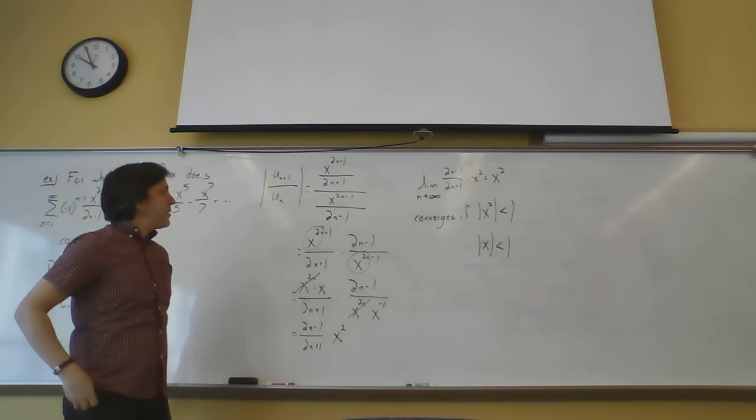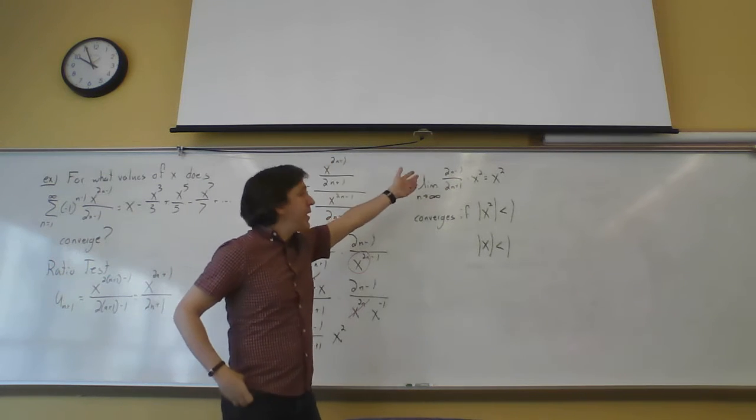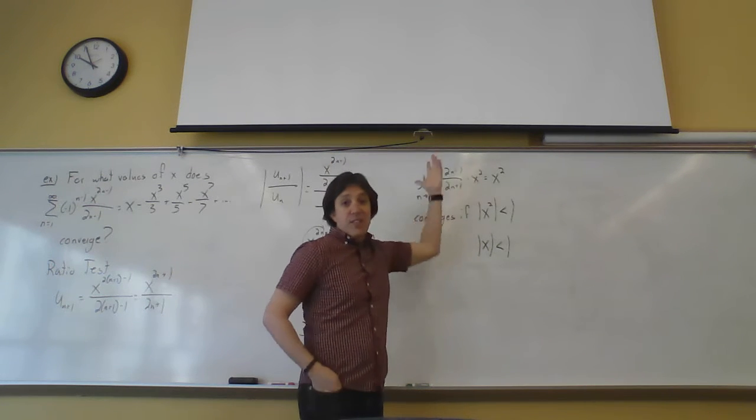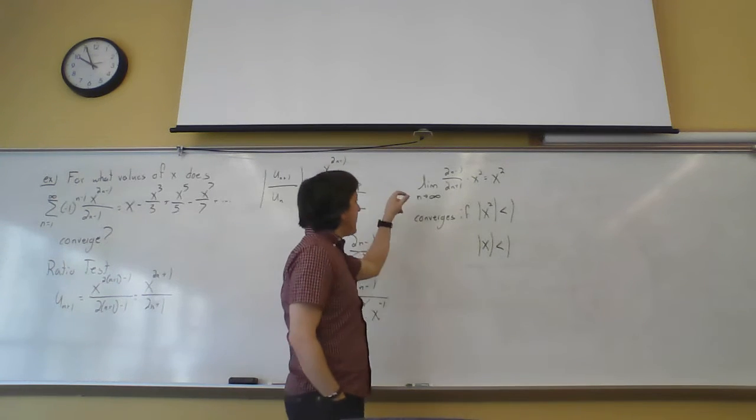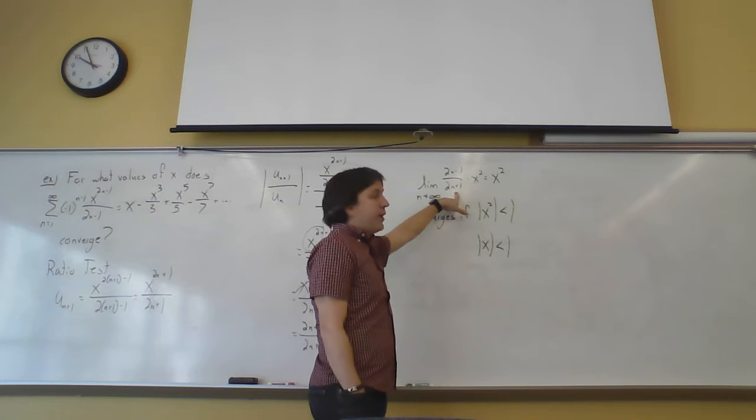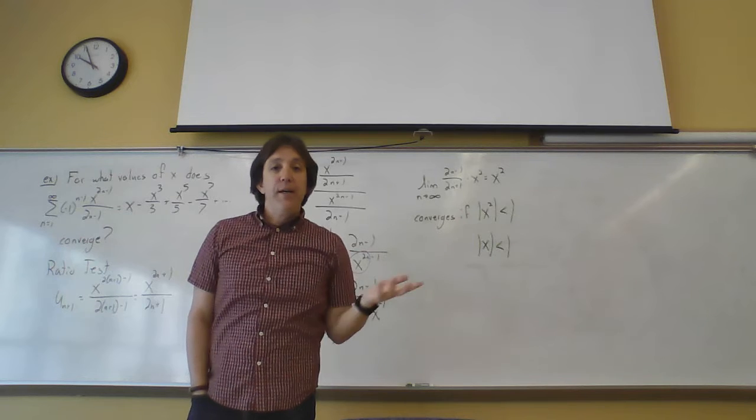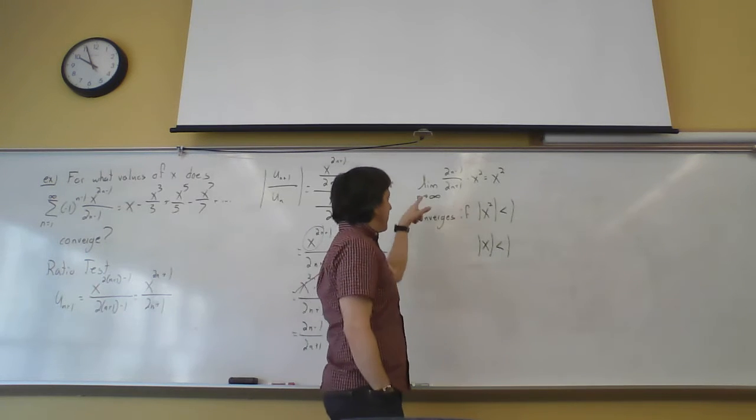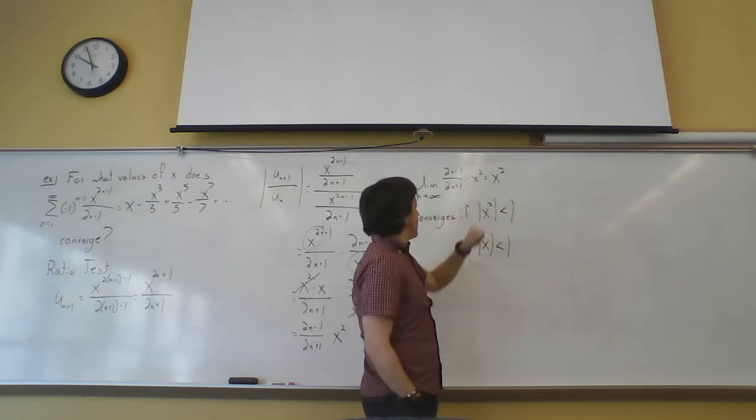To finish up my ratio test, I have to take the limit of this as n goes to infinity. But if I do that, x is essentially a constant in this because it's not an n. So the limit here of the fraction is just going to be 1. You can convince yourselves of that. Just divide all 4 pieces of it by n and see what happens, but you're going to get 1 out of it. So the limit of this is just the x squared.